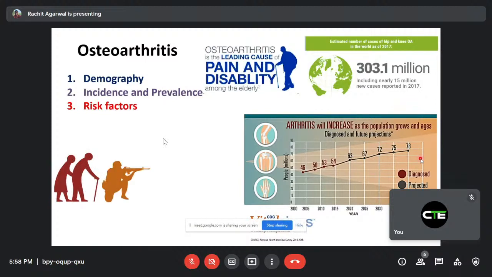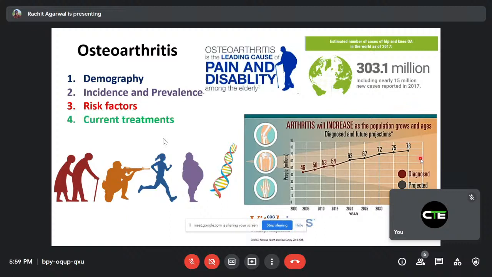If you are involved in very intense activities such as defense or high intensity sports, there are chances of injuries. Obesity is a very high risk factor. And of course, there are some genetic factors that are also responsible for this.